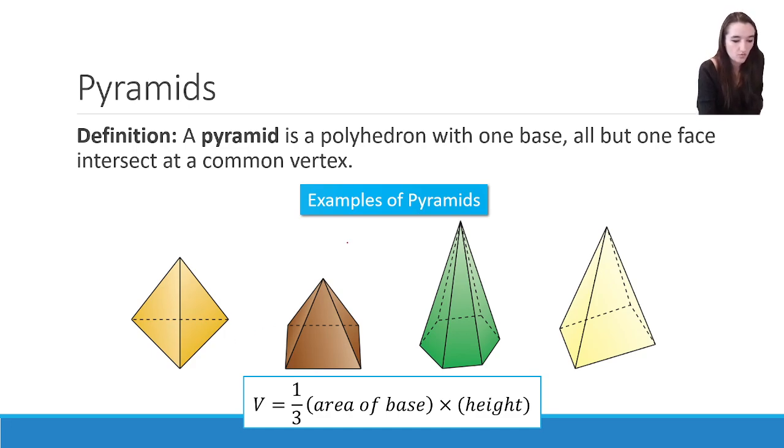Here we have a triangular pyramid on the left, a square pyramid, a hexagonal pyramid, and I guess this is a rectangle. It doesn't look exactly perfect here, but we'll call this a rectangular pyramid on the right side. They're always named by whatever their base is, just like the prisms were.